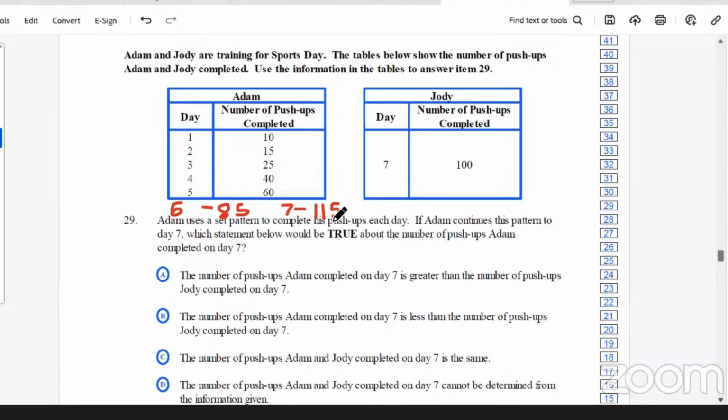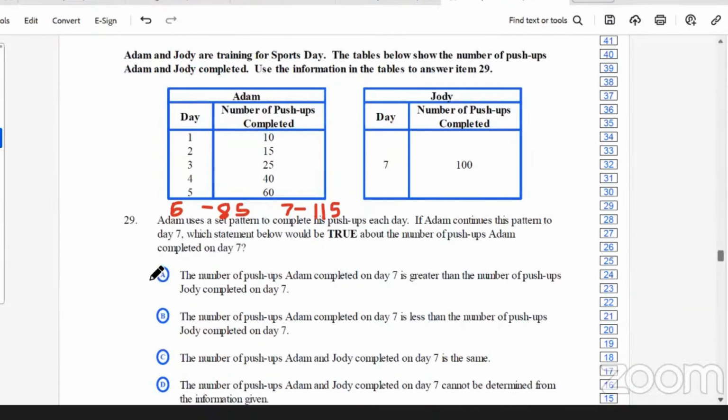So here is the question. The question says, what is true about the number of push-ups Adam completed on day 7? So is it that the number of push-ups Adam completed on day 7 is greater than the number of push-ups Jody completed? Was it as in option B, less than the number of push-ups Jody completed? Or were they the same? Or is it that you cannot determine that from the information?